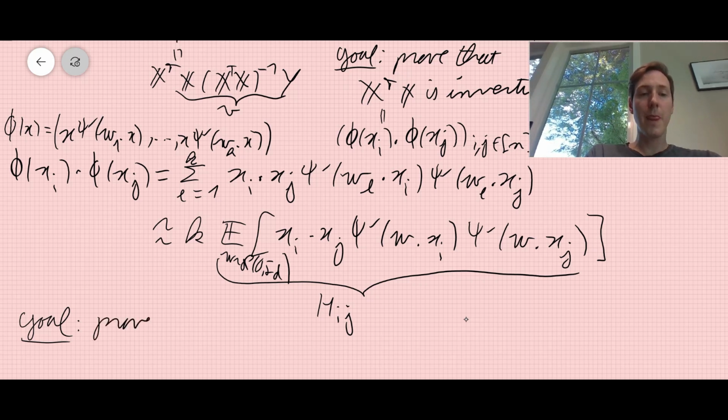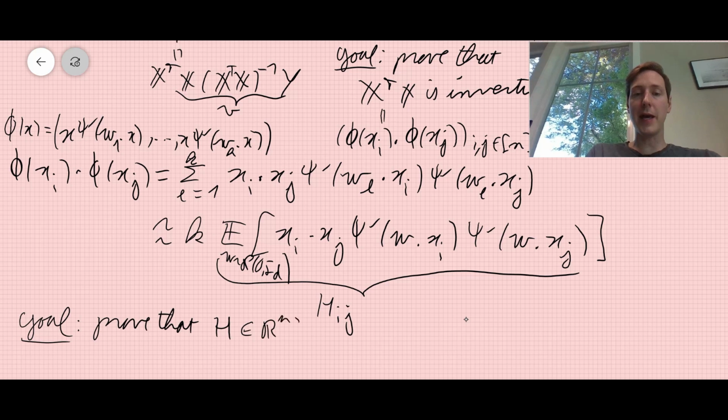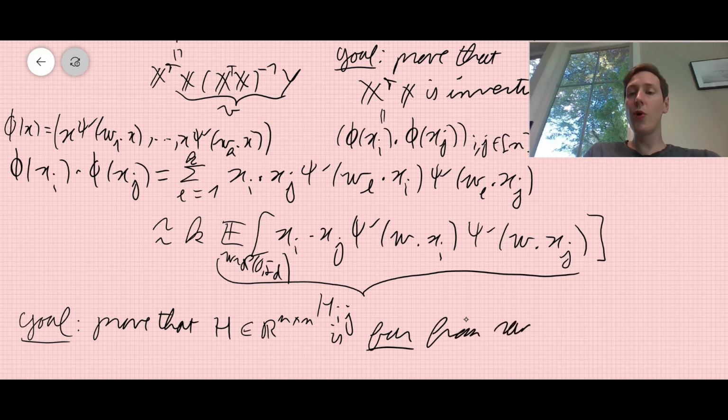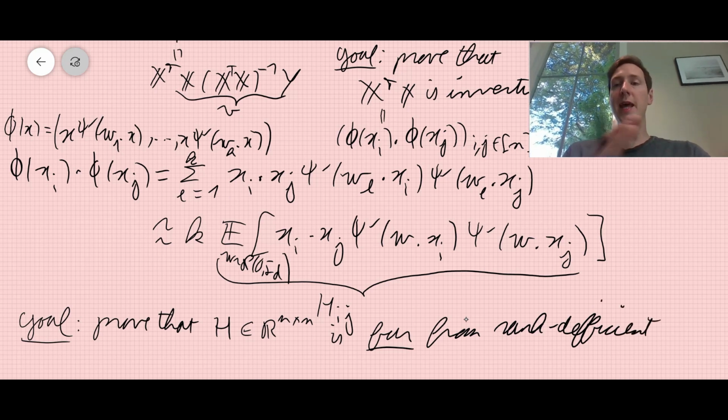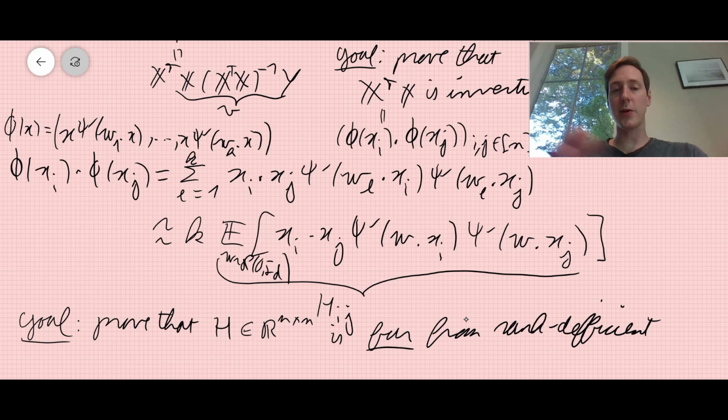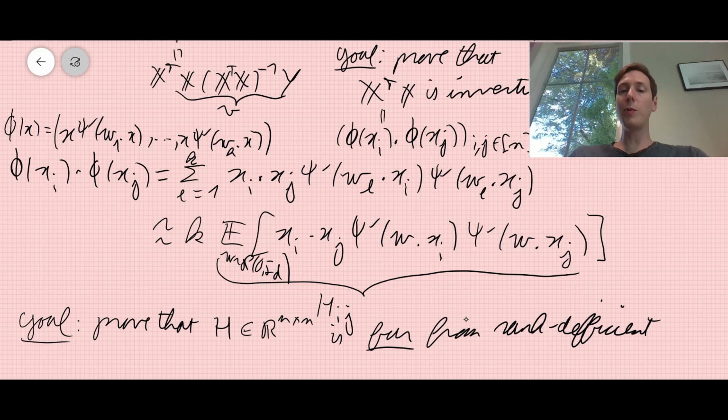prove that H, which is, by the way, just to be clear, an n by n matrix, is far from rank deficient. So it is full rank, and it is also far from being rank deficient. Because if it's far from being rank deficient, then X transpose X, sorry, which is a small perturbation of H, is also going to be full rank, meaning invertible. So all we want to do is to prove that.